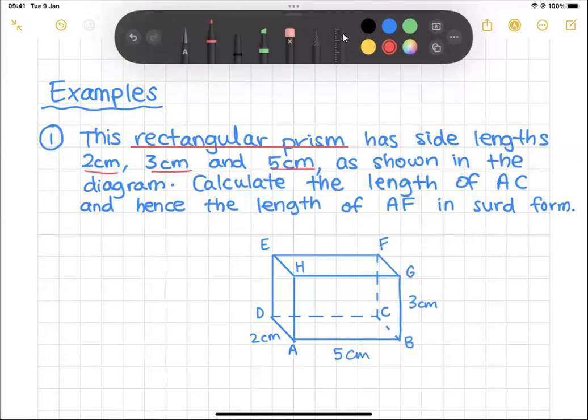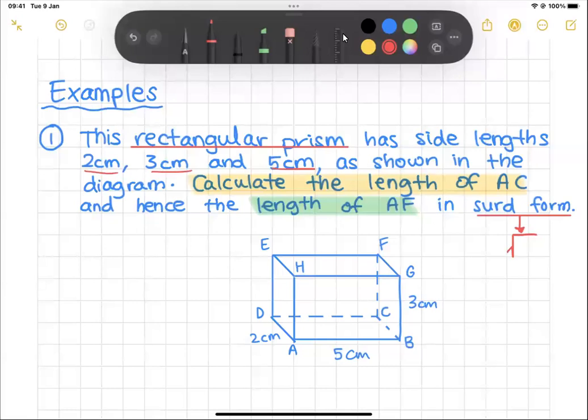Another thing is I need to highlight what question I am actually answering. The question says calculate the length of AC, as well as, let's do it in a different color, the length of AF, with the condition that it must be in surd form. If we don't know what surd form is, super easy. Think of it as anytime that you see a square root, that's a surd form. Square root, cube root, whatever. That's surd form. All right, we've broken it down, and luckily they've given us a diagram.